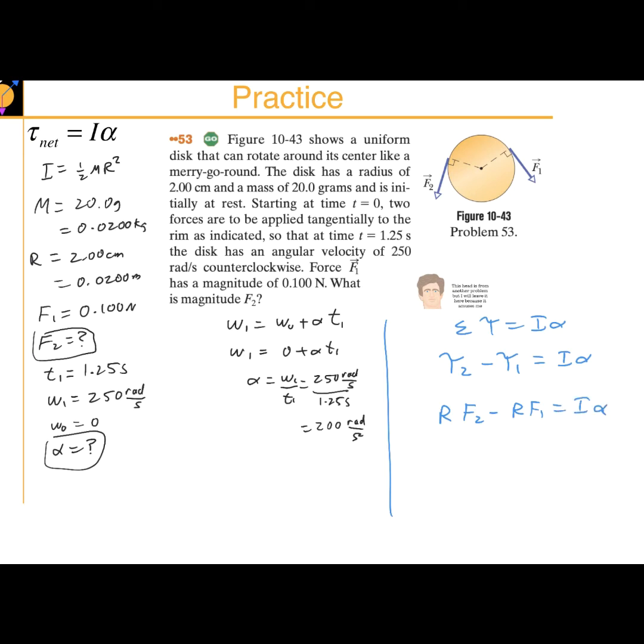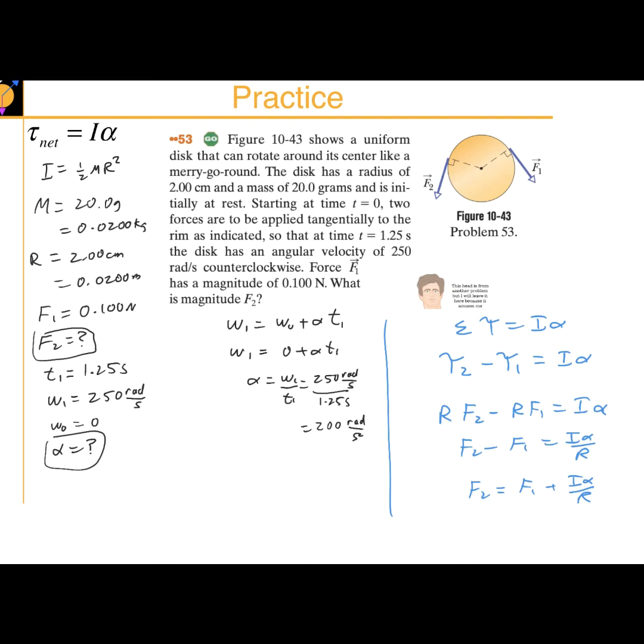And now I want to solve this for F2. That's what I need here, right? So let's see. I'm going to divide both sides by R. F2 minus F1 equals I alpha over R. So F2 is equal to F1 plus I alpha over R. So we have everything. We have F1, I, alpha, R.